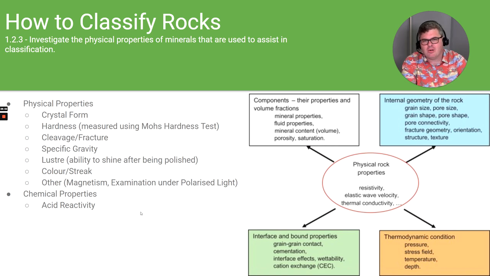Chemical properties, there are a lot fewer of them. One might be radioactivity, another one might be acid reactivity. Another one might be flammability, but we don't tend to test flammability with these sort of materials, unless you're looking at fossil fuels. On the right there, we have more physical properties if you're interested.